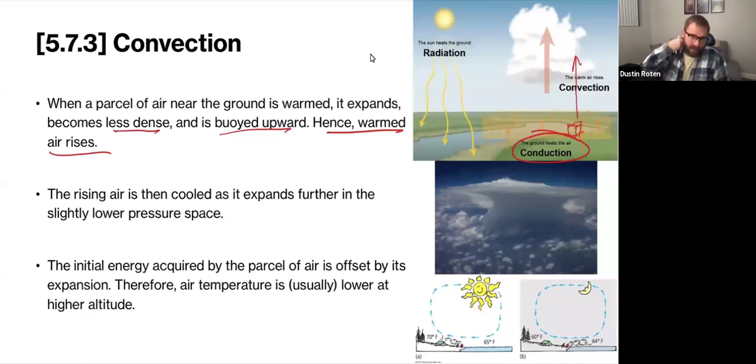So the rising air is then cooled as it expands into the slightly lower pressure space. So as it rises, the atmosphere is less and less pressure. You know that from flying. That's why you have to have a pressurized commercial aircraft if you're flying like coast to coast. So as we get higher, this parcel is going to expand.